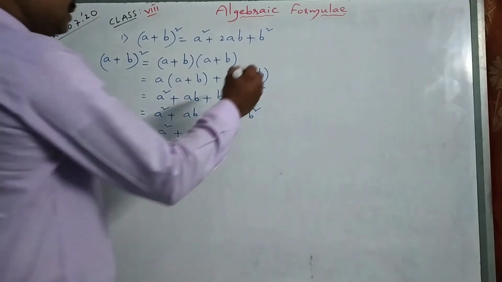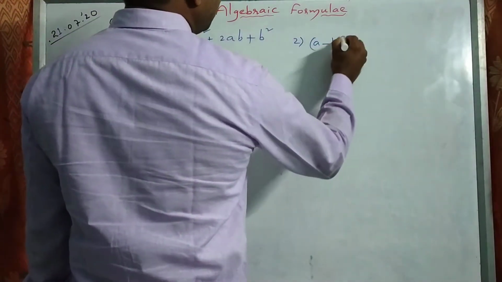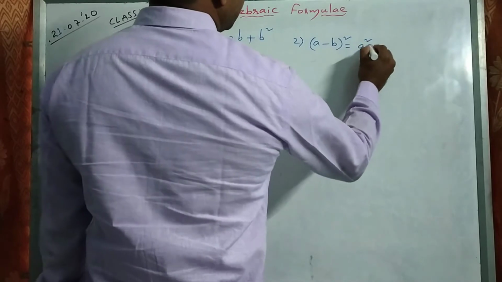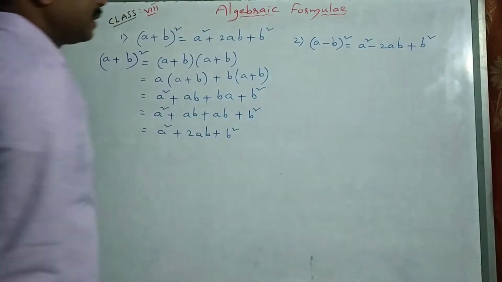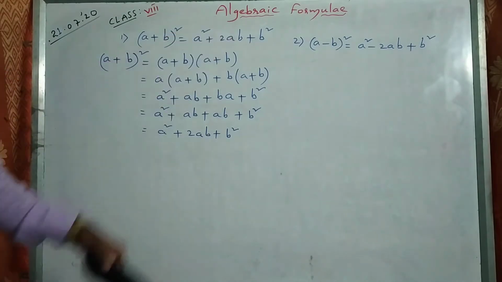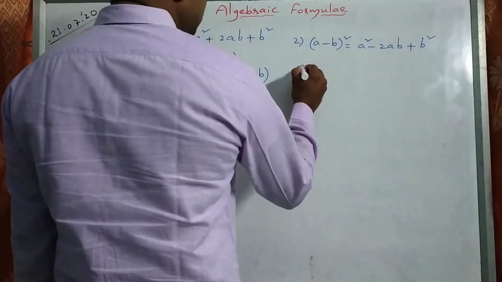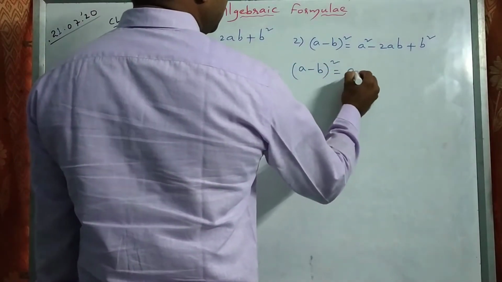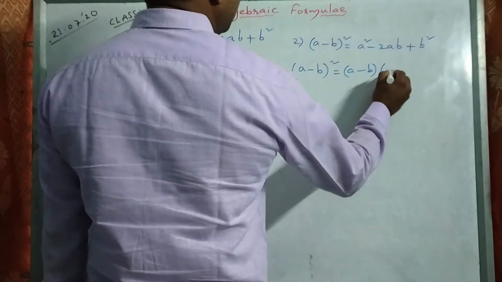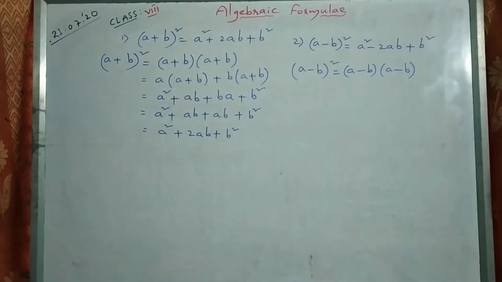Okay? Similarly, (a minus b) whole square equal to a square minus 2ab plus b square. Instead of plus 2ab, take minus 2ab. Let us check once. How did you write (a minus b) whole square? (a minus b) into (a minus b). Okay, two times you have to multiply.